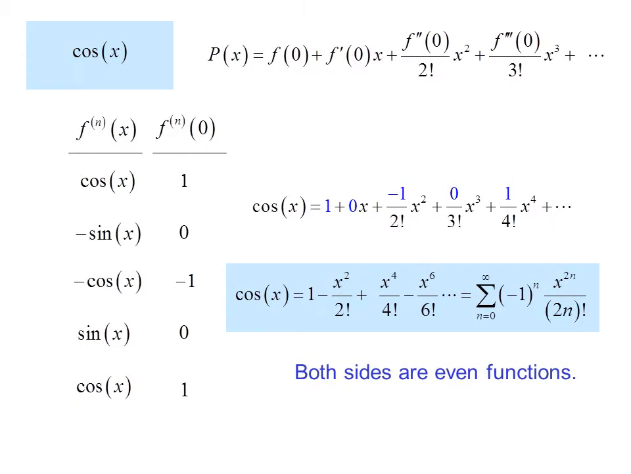Both sides are even functions. And cosine 0 equals 1 for both sides. This could help you remember the formula.